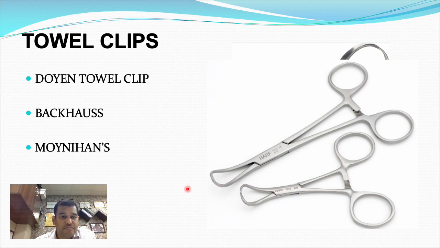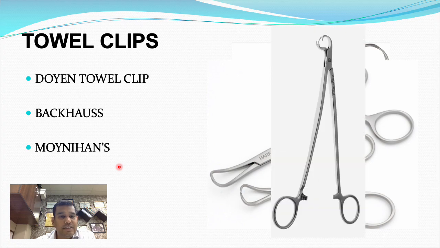sheet. And the third is the Moynihan's towel clip, not that commonly available. The difference is, you can see this axis of the instrument. The blade of this instrument lies in the axis, whereas in this Backhaus towel clip, the plane of the blade is this, but the prong is on the other plane, whereas it lies in the same plane. It has two tips on each blade. It has a very shorter blade. So this is the Moynihan's towel clip.